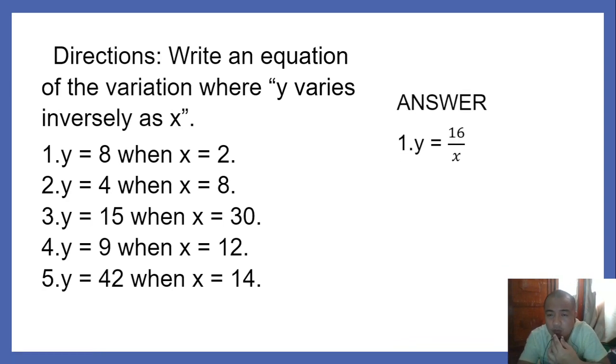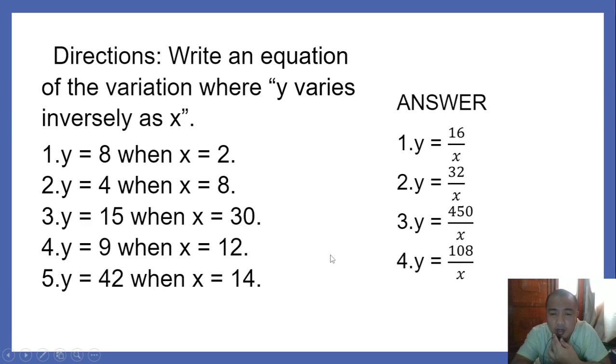Number 2, Y equals 32 over X, multiplying 4 and 8. Number 3, Y is equal to 450 over X. 15 times 30, 450. 9 times 12, 108 over X equals Y. 42 times 14, 588 over X equals Y. So, those are examples of inverse variation.